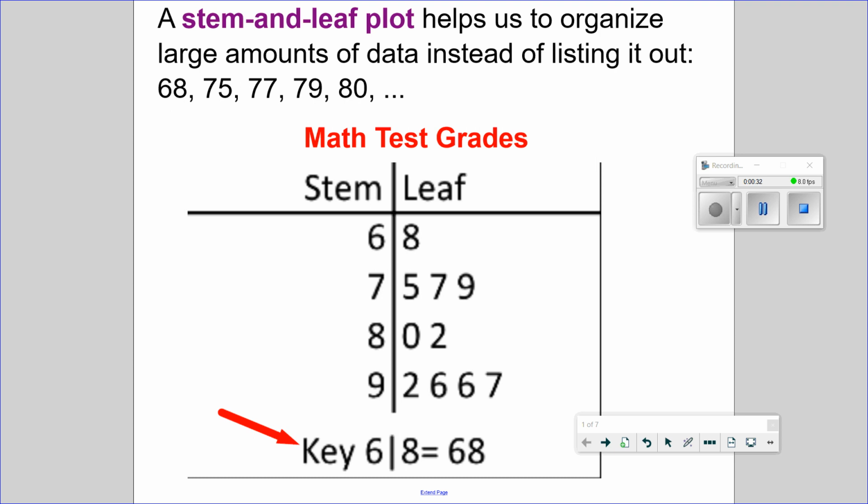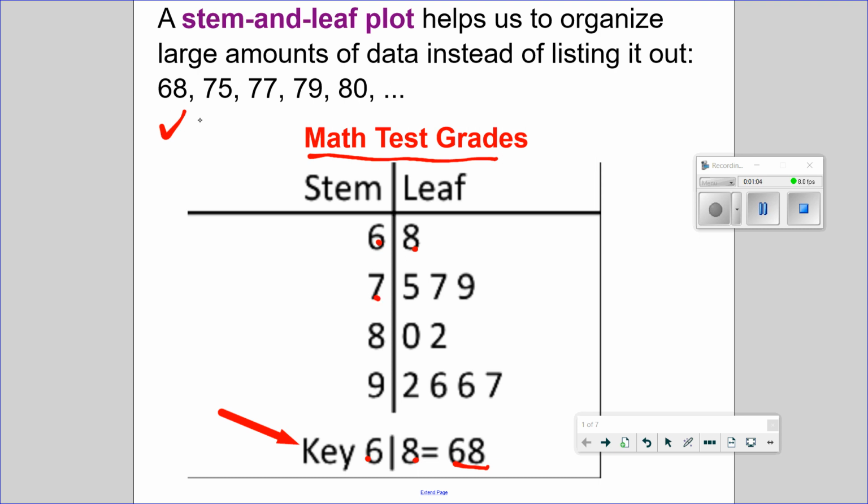Do you remember how to read it? Why did I draw an arrow down here to the key? The key helps you understand how to read the stem and leaf plot. If you take a number from the tens place and a number from the ones place, 6, 8 is 68. These represent the math test grades. For example, 6, 8. That means someone got a 68 on a math test.